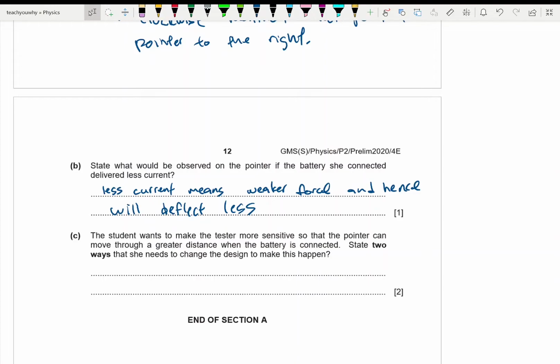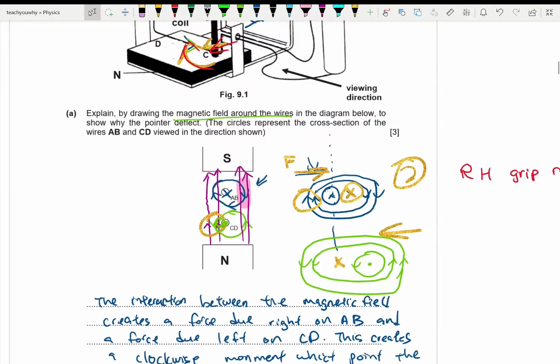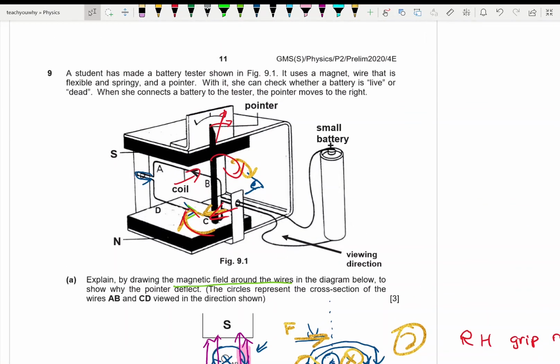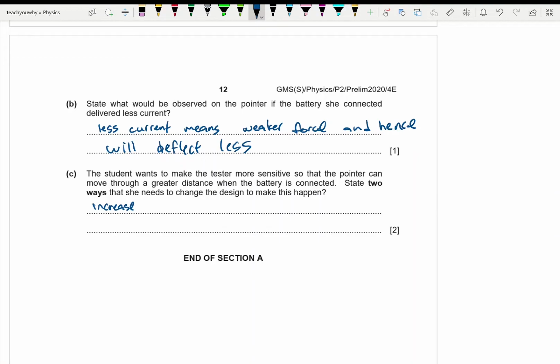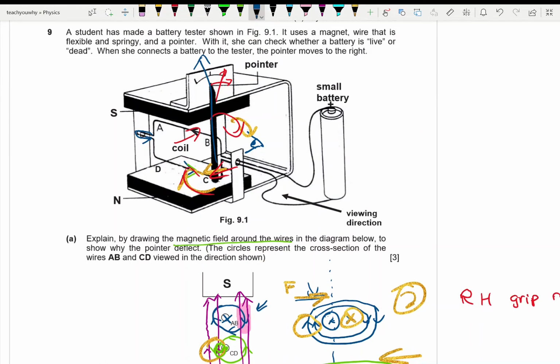Okay, the student wants to make the tester more sensitive so that the pointer can move through a greater distance when the battery is connected. State two ways that she needs to change the design to make this happen. Now, in this case, you cannot say use a stronger battery because the whole purpose of this setup is to test the battery. So what we can do is increase the length of the pointer. Why will increasing the length of the pointer help? Because if I have a longer arm, you can have a greater moment arm. That's one way.